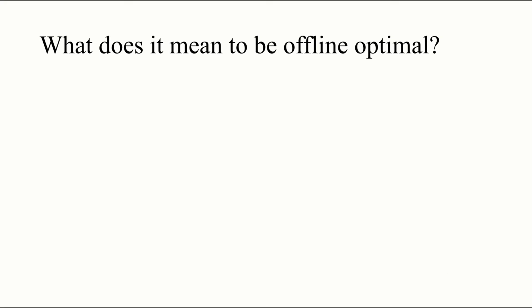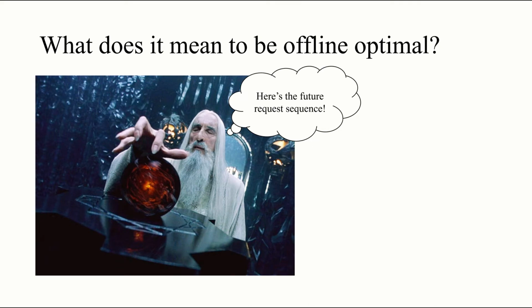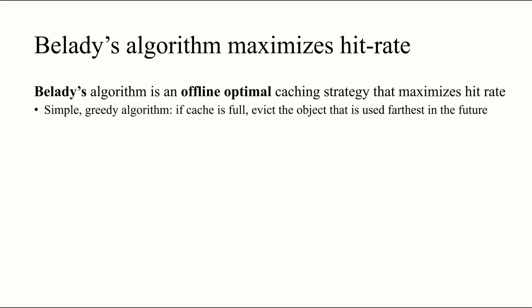So what does it mean for an algorithm to be offline optimal? Well, if we had access to an oracle, in this case a helpful wizard, who could tell us the future, then our algorithm alpha opt could use that information to produce an optimal solution. Belady's algorithm is one such offline optimal caching strategy, and it provably maximizes hit rate in the absence of delayed hits. We're in the offline setting, so we have access to our helpful wizard who tells us the future, and Belady uses a simple greedy strategy. If the cache is full, it evicts the object that is used farthest in the future.